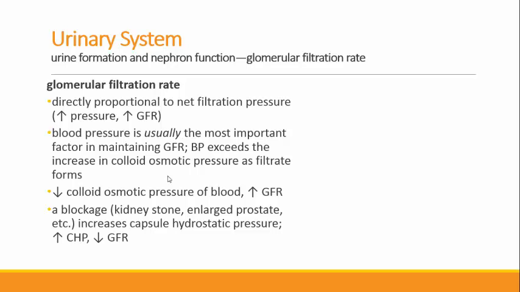And so if we increase the hydrostatic pressure of the capsule, then we're going to see that glomerular filtration rate is decreased. So we increase it by increasing blood pressure, we increase it by decreasing colloid osmotic pressure of the blood, and we decrease it by increasing hydrostatic pressure inside of the glomerulus.